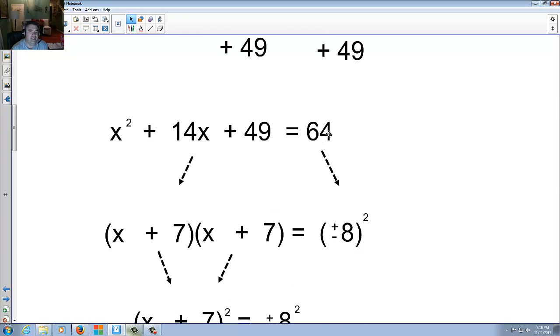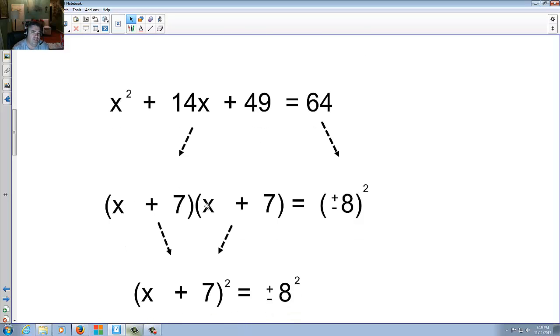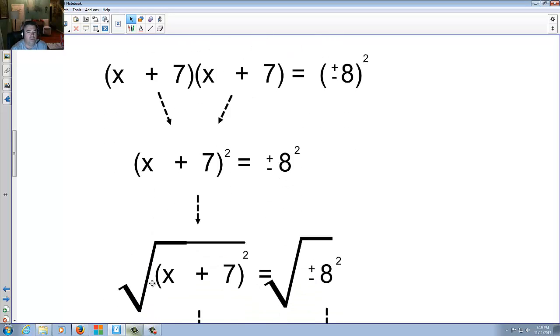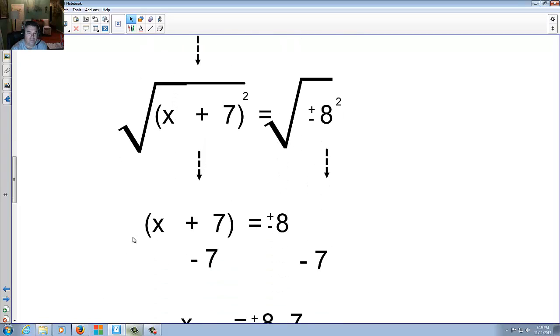And yes, I can take 64 and say, well, that's plus and minus 8 squared. In other words, 8 times 8 is 64, and negative 8 times negative 8 is 64. Simply put, x plus 7 times x plus 7 is x plus 7 squared. So I have a square here, and the root makes these squares go away. x plus 7 now equals positive and negative 8.